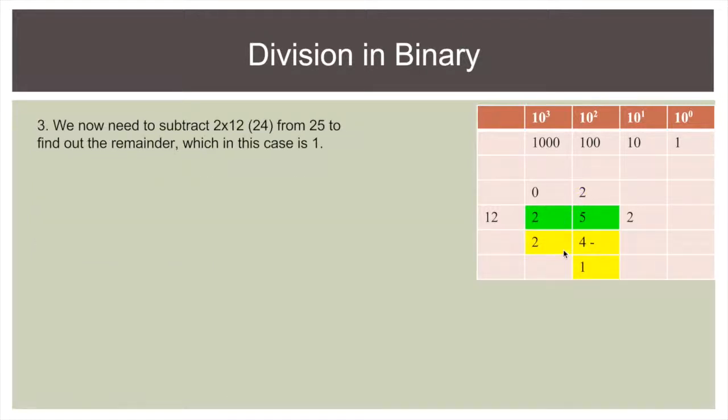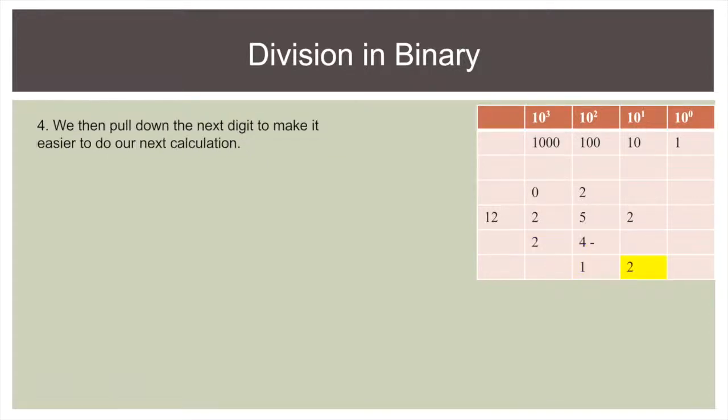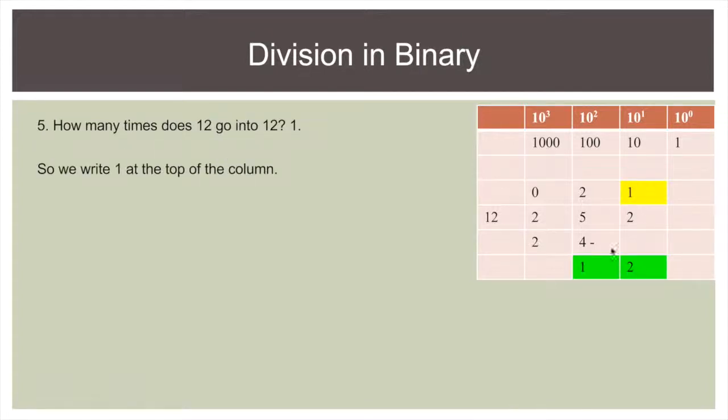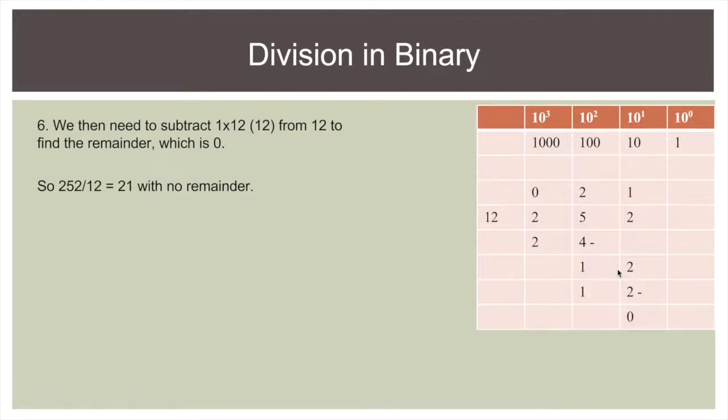Now we need to subtract 2 times 12, which is 24, from 25 to find out the remainder, which in this case is 1. We then pull down the next number to make it easier to do the next calculation. And we say 12 divided by 12 equals 1. Okay. Now we minus 12 from 12 times 1 to find the remainder, which is 0. And we have 252 divided by 12, which equals 21 with no remainder.